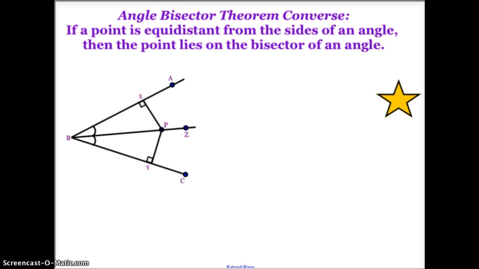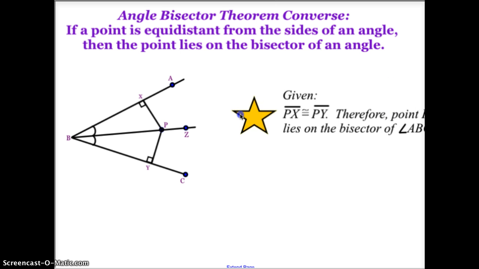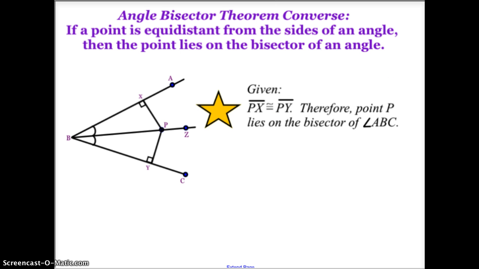The converse says if a point is equidistant from the sides of an angle, then the point lies on the bisector of the angle. What you're given is that PX is congruent to PY. It's equidistant from the sides of the angle. Therefore, point P lies on the bisector of angle ABC.